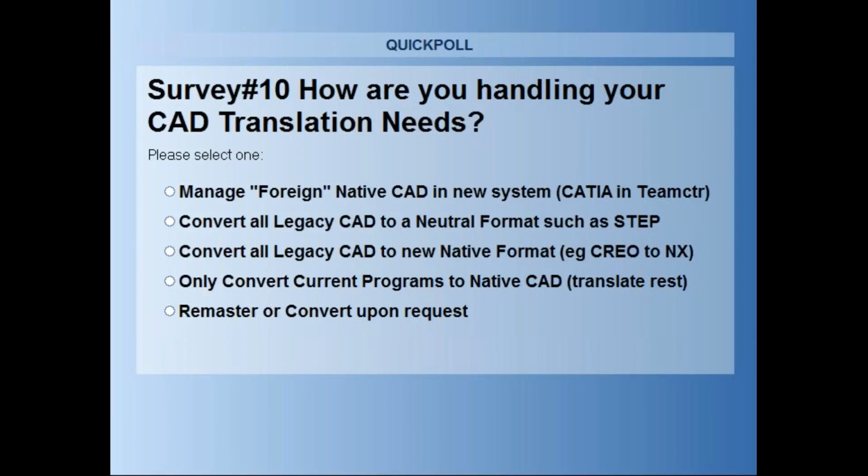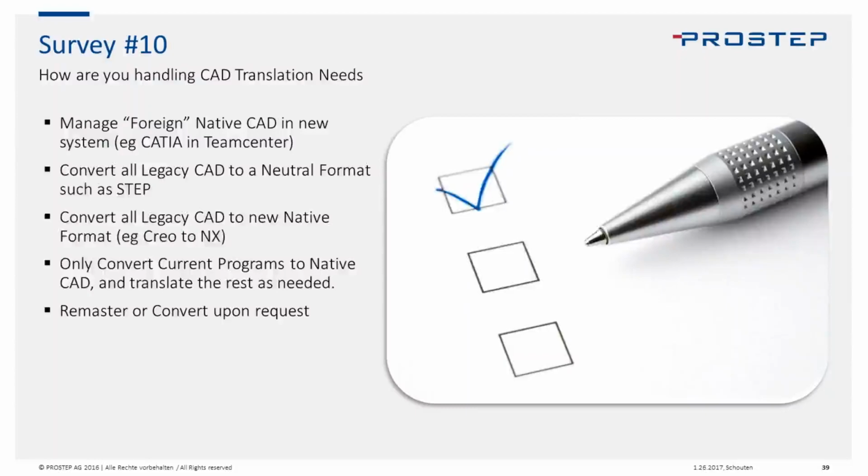Are you thinking about converting all of your legacy data into a format such as STEP and moving it over? Or are you thinking about converting native CAD on your legacy side to native CAD on the new side? So are you going to go through a mass conversion process to migrate all your Creo data to NX, for example, or all your NX data to CATIA, or what have you? Or are you thinking about only converting data on current programs, or maybe just doing things on request? Share the results with everybody here. It's a complicated question. I know the answer might be we don't know. We haven't figured it out yet.